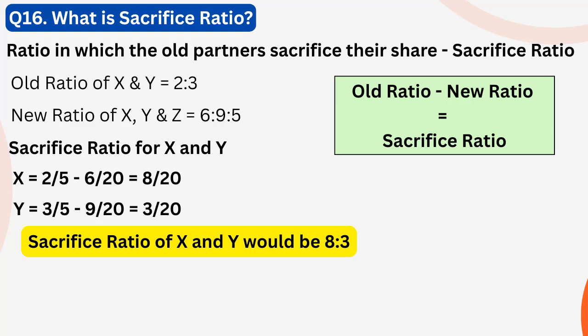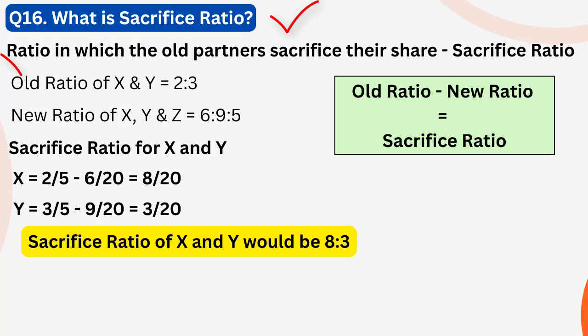Okay, so now our question number 16 is, what is sacrifice ratio? So see, when a new partner is admitted, old partners will have to sacrifice their share of profit so that the new partner's share can be accommodated. That's obvious, right?